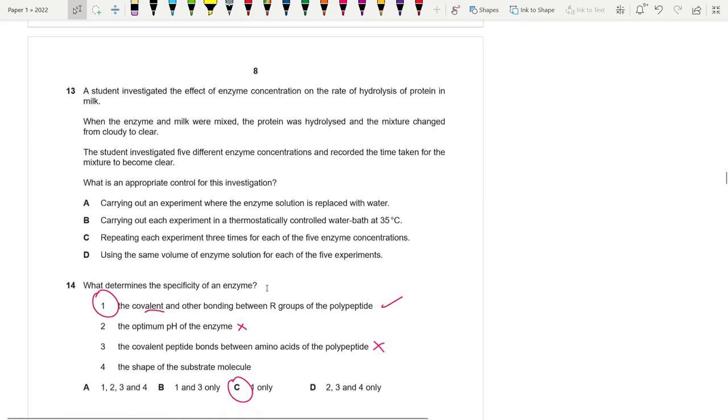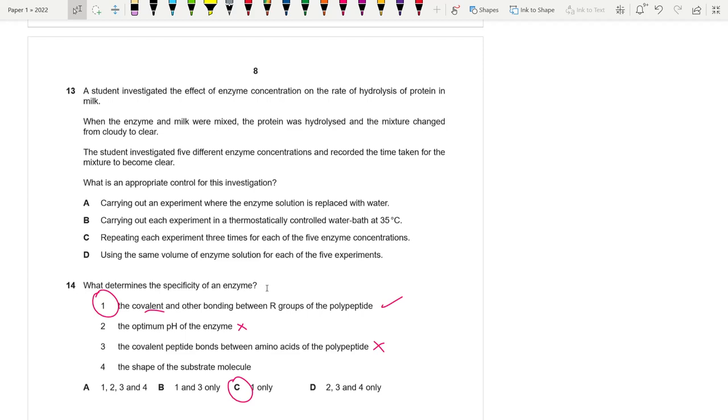13. A student investigated the effect of enzyme concentration on the rate of hydrolysis of protein in milk. When the enzyme and milk were mixed, the protein was hydrolyzed and the mixture changed from cloudy to clear. The student investigated 5 different enzyme concentrations and recorded the time taken for the mixture to become clear. What is an appropriate control for this investigation? So what is the control used for? Basically showing us that the purpose of the experiment is valid. Basically saying that the enzyme is required for the reaction. Like saying that if we didn't use the enzyme, the reaction wouldn't occur in the first place.